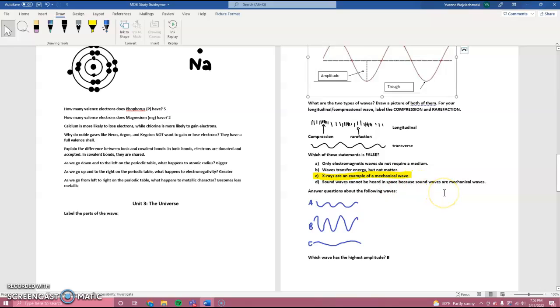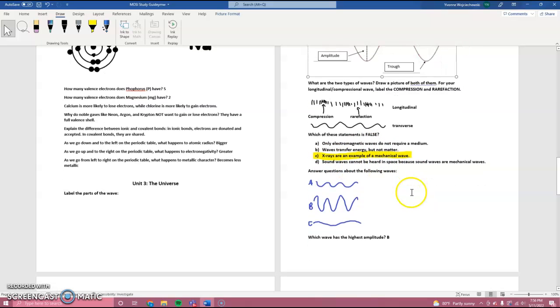D, sound waves cannot be heard in space because sound waves are mechanical waves. That is true. Yes, we can't see sound waves, but sound waves are still mechanical. We know this because they need a medium to travel through. They need air, water, this desk I'm banging on right now. You cannot hear if the sound cannot travel through a medium. So, that is true. The false one is that X-rays are an example of a mechanical wave.